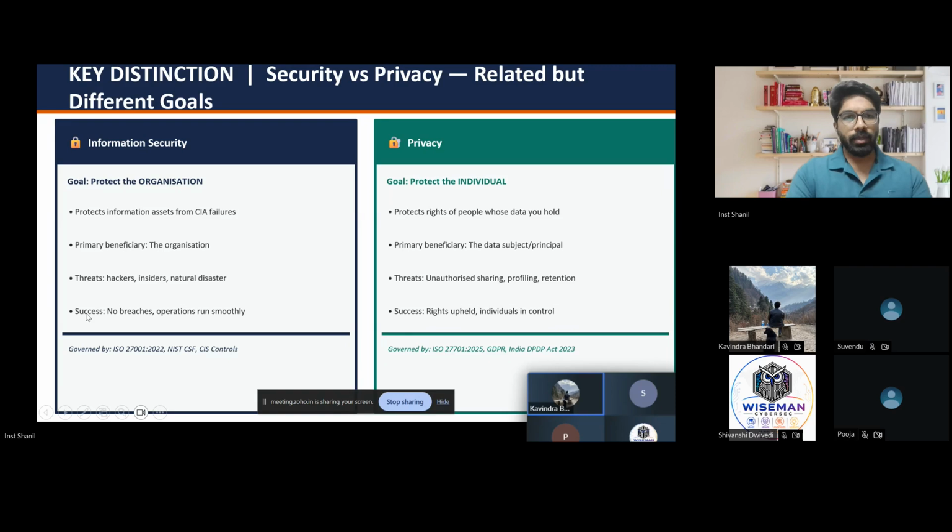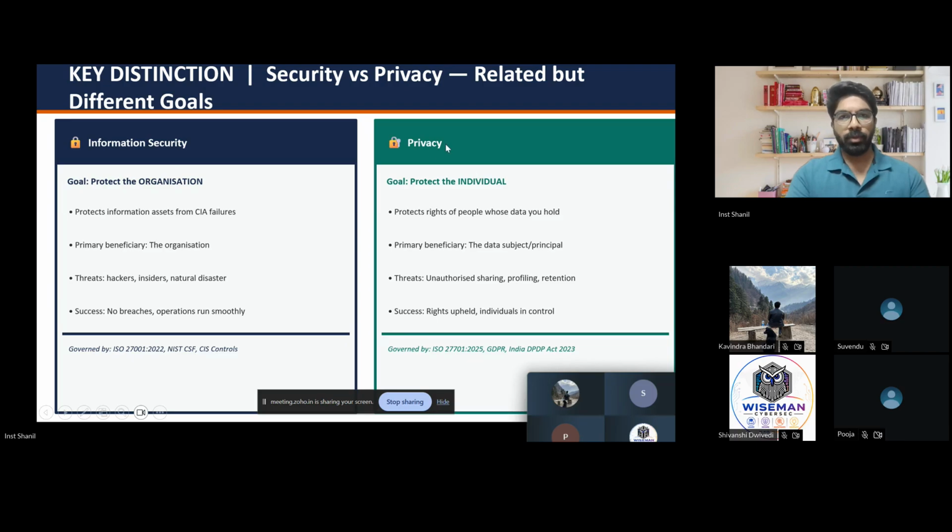All right. Success. Our goal of protecting the organization gives success: no breaches, or operations run smoothly. So if you have implemented ISO, all the controls are working fine, you're not observing any breaches and your operations are running pretty smoothly, then you can say that your ISO framework is successfully implemented.